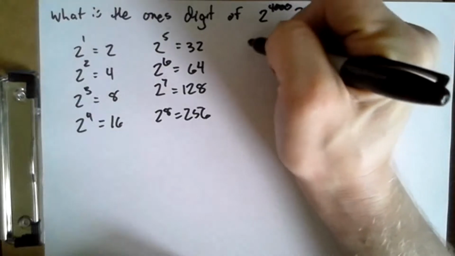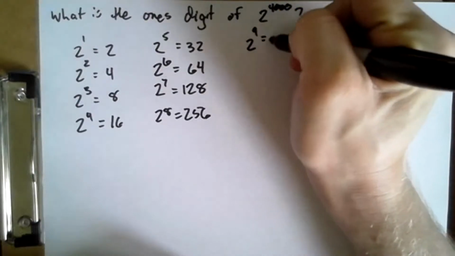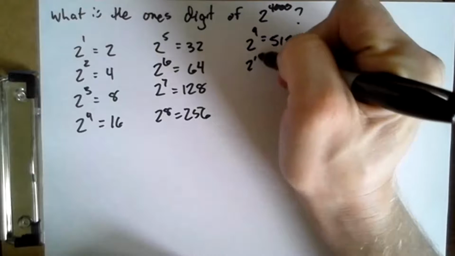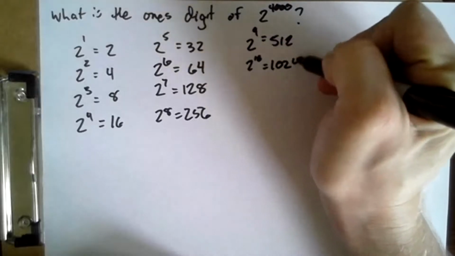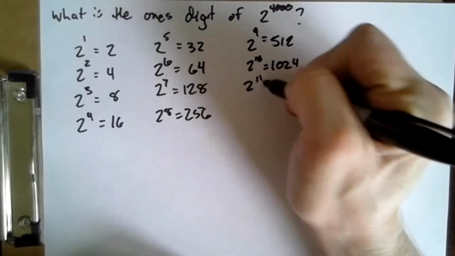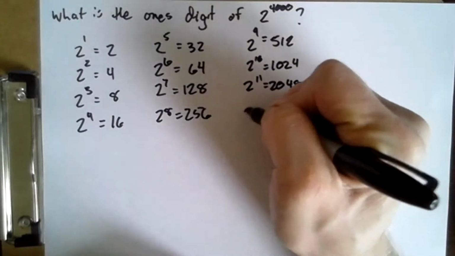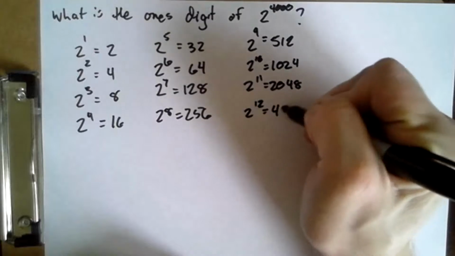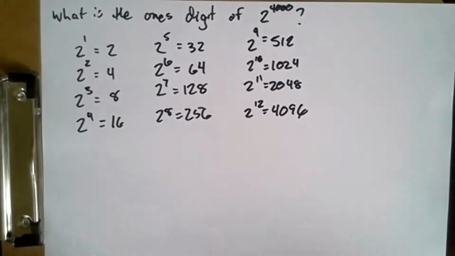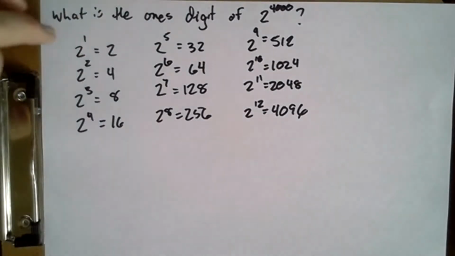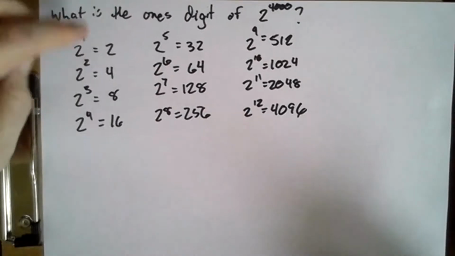And I can keep going a little further. I'm not going to go much further. 2 to the ninth is 512. 2 to the 10th is 1024. 2 to the 11th is 2048. And 2 to the 12th is 4096. Now, notice that we repeat this pattern.